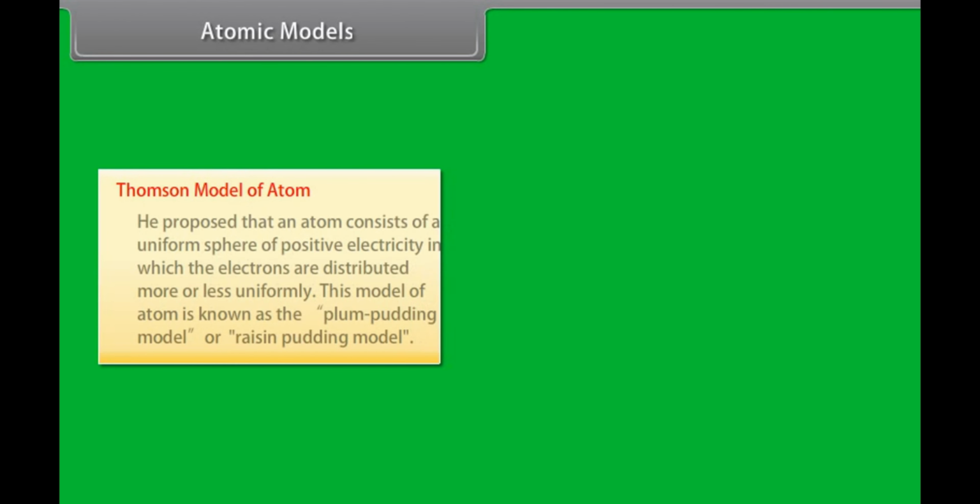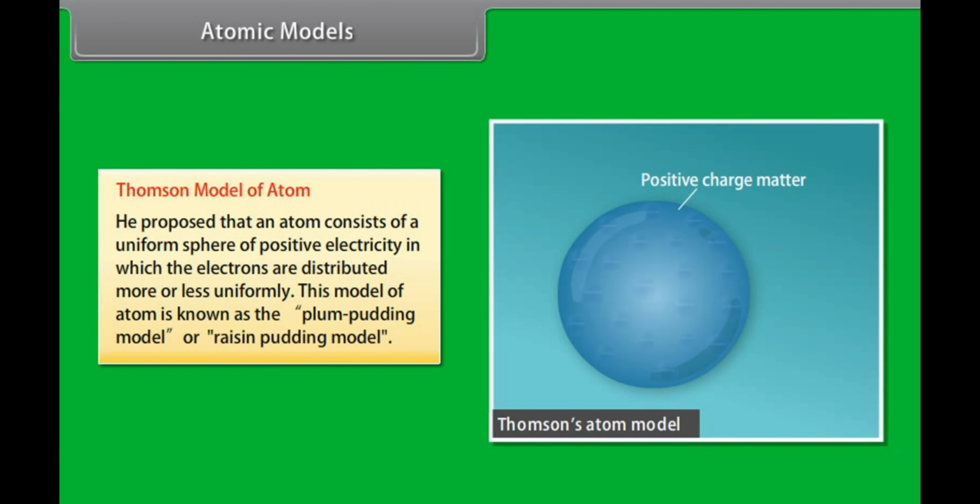Atomic models. Thomson model of atom. He proposed that an atom consists of a uniform sphere of positive electricity in which the electrons are distributed more or less uniformly.